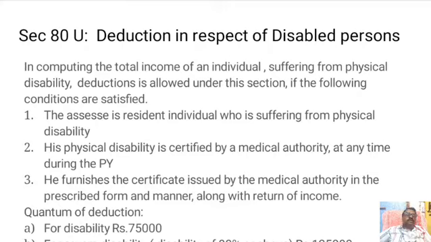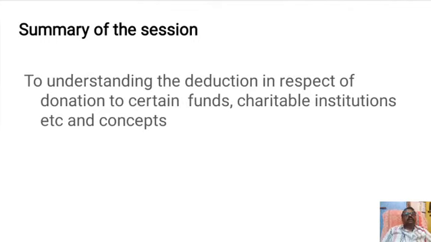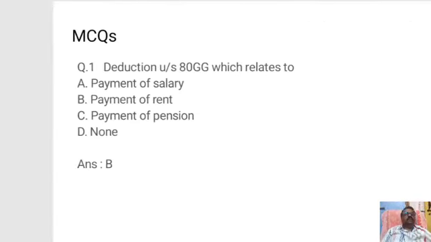In it, it says that the disability is more than 80% and that he is suffering from a severe disease, meaning disabled. For disability, it is 75,000. For severe disability, it is 1,25,000 rupees. The overall summary of this session is deduction in respect of donation to a certain fund, charitable institution are the concepts.